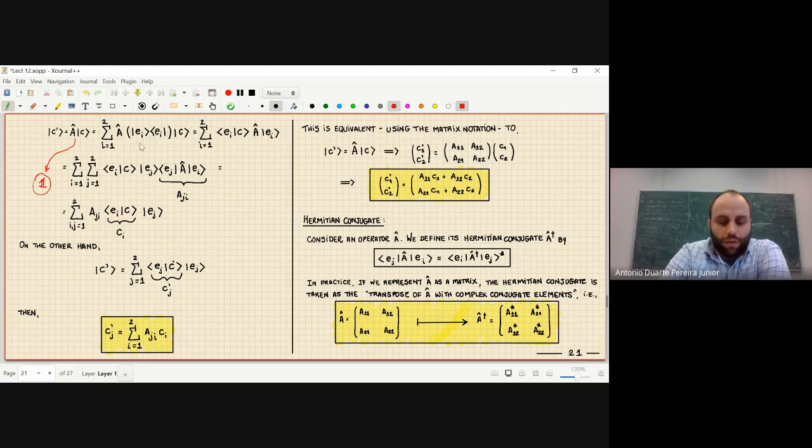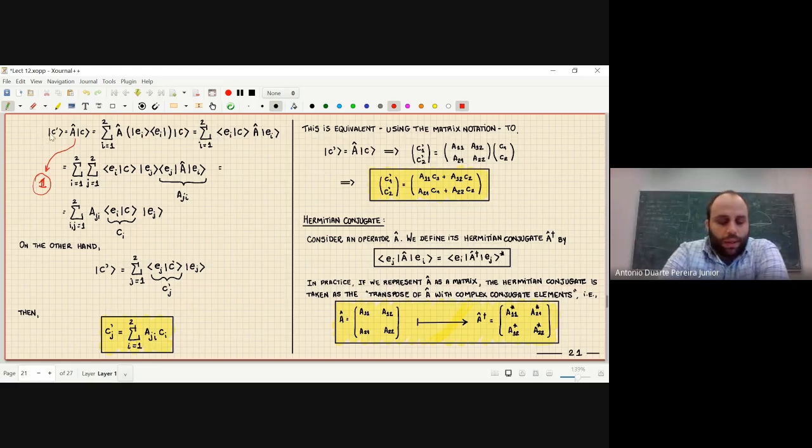Okay, so from this part to this part, I just used the definition of the action of the outer product on a vector, and just took the number and put it in front of everybody.